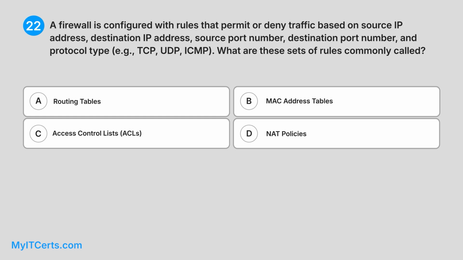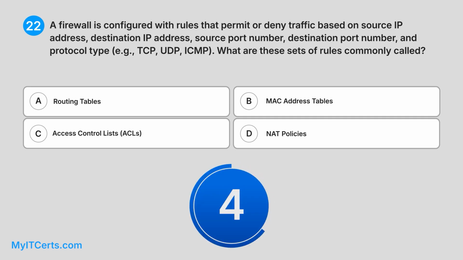A. Routing tables. B. MAC address tables. C. Access control lists, ACLs. D. NAT policies. Do you know the answer?